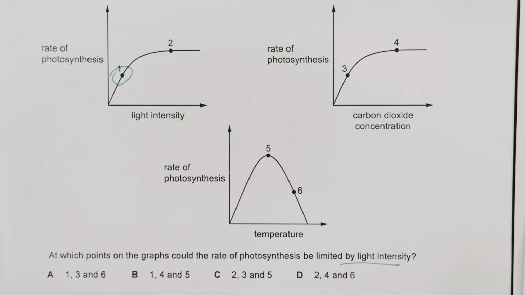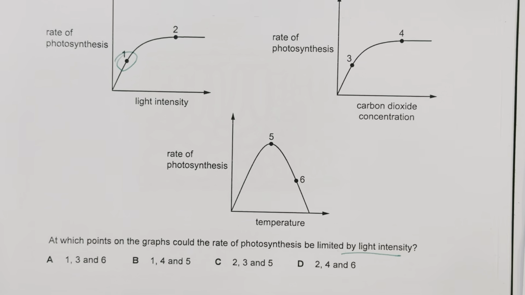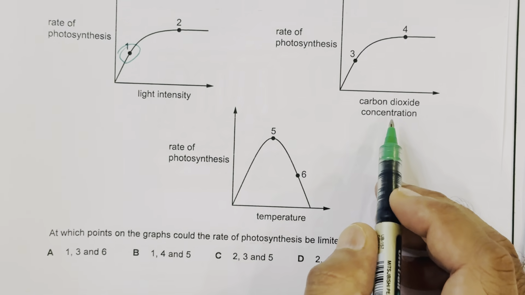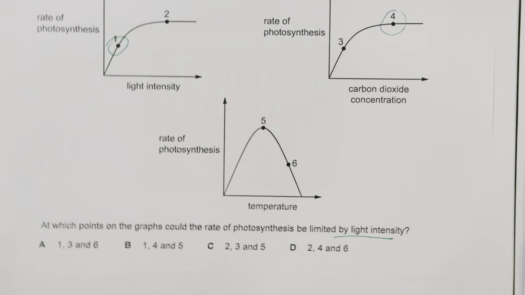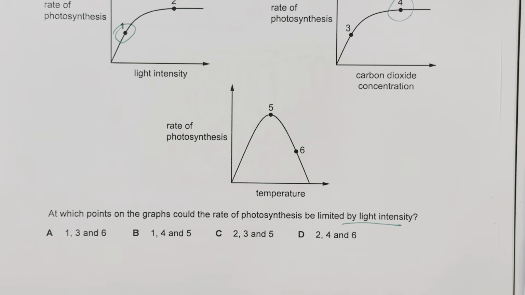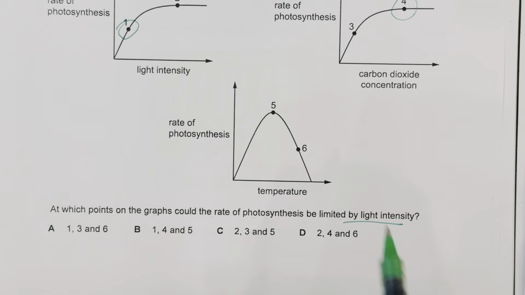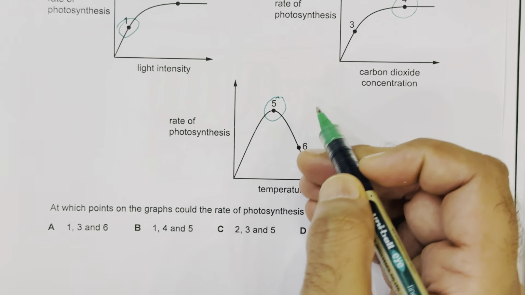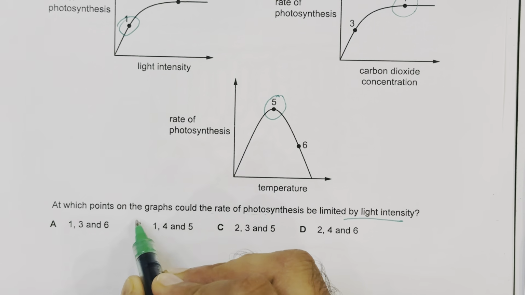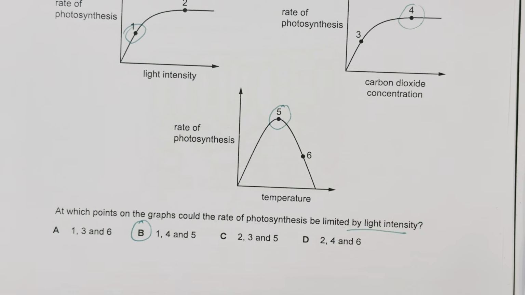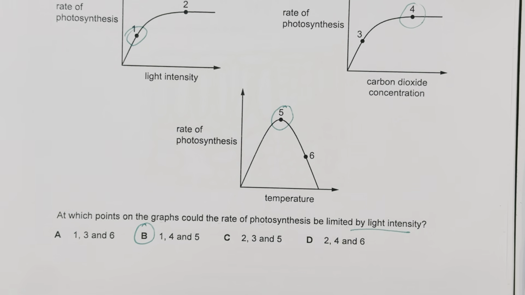Rate of photosynthesis is limited by carbon dioxide, it does not depend upon light there, so option number 4 is the right answer. And for the temperature, it should be the optimum temperature, and at point 5, so option 1 and 5 is the right answer. Option B is the correct answer for question number 7.